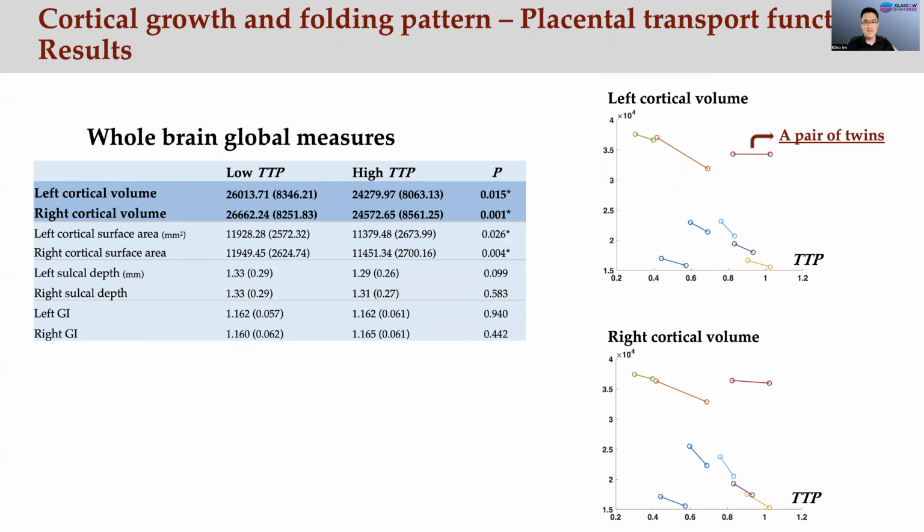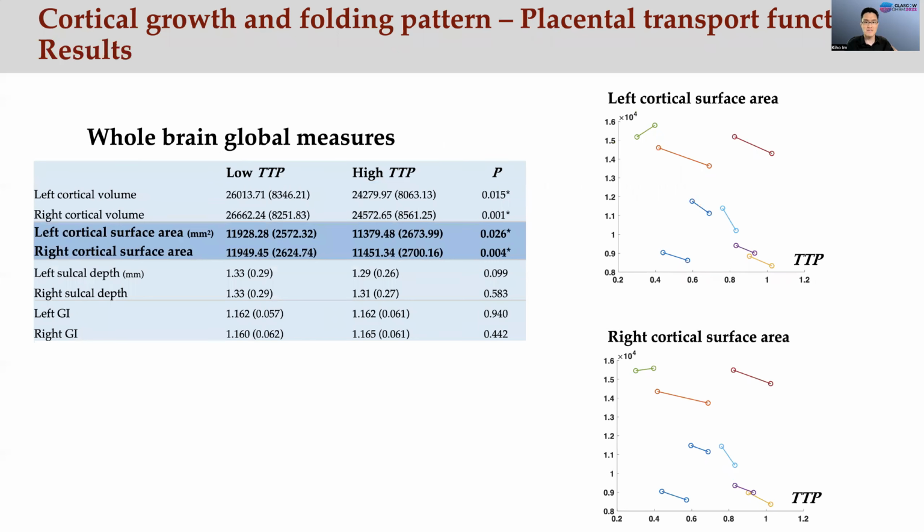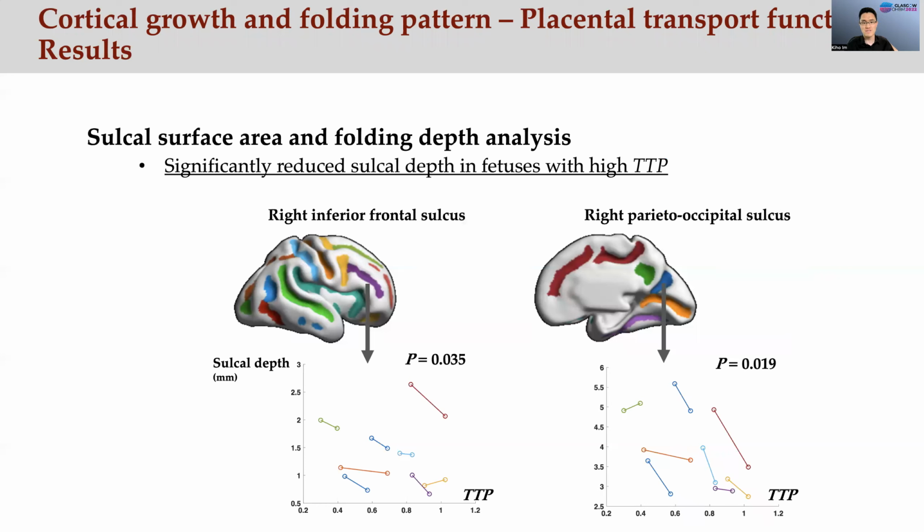The group analysis showed that fetuses with long TTP value showed significantly lower cortical plate volume in the left and right hemispheres. And cortical surface area in the left and right hemispheres were also significantly reduced in the fetuses with high TTP values. Whole brain mean sulcal depth and gyrification index were not statistically different. Our sulcal regional analysis found significantly reduced sulcal depth in the right inferior frontal sulcus and right parietal occipital sulcus in fetuses with high TTP value.